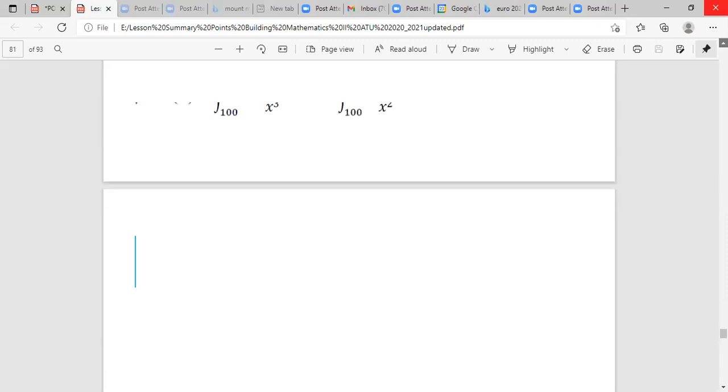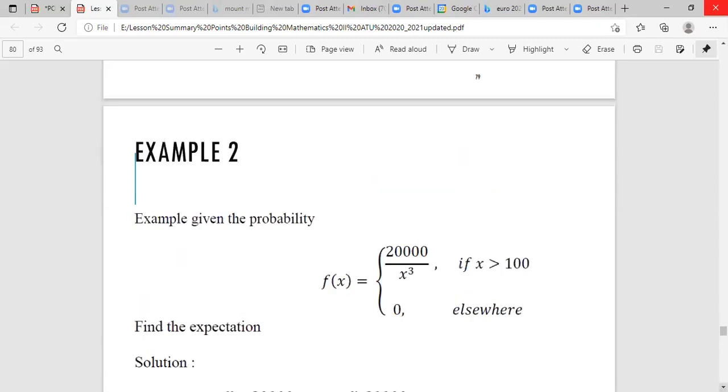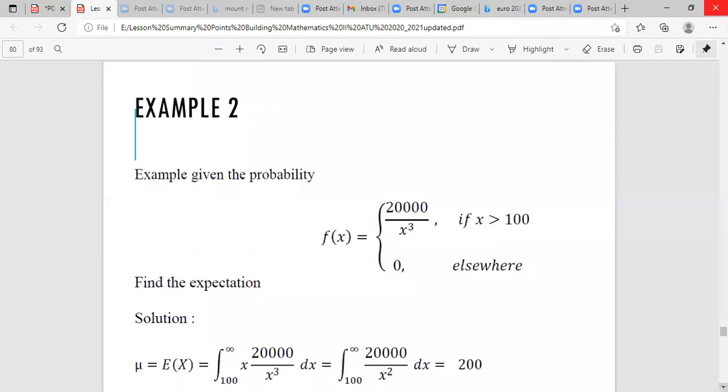Okay, so I'm sure we're all done. We want to try this example here. We are asked to find the expectation of this given distribution here.